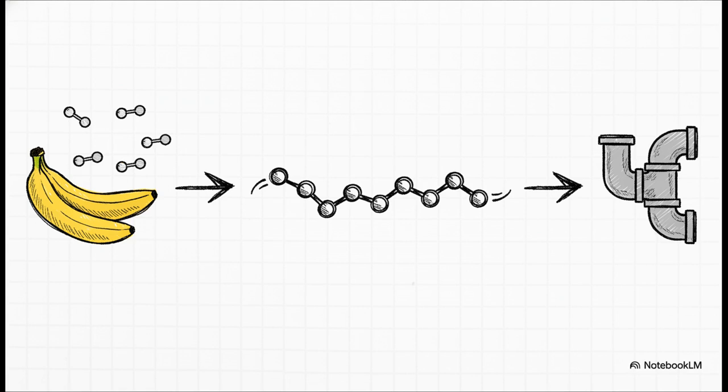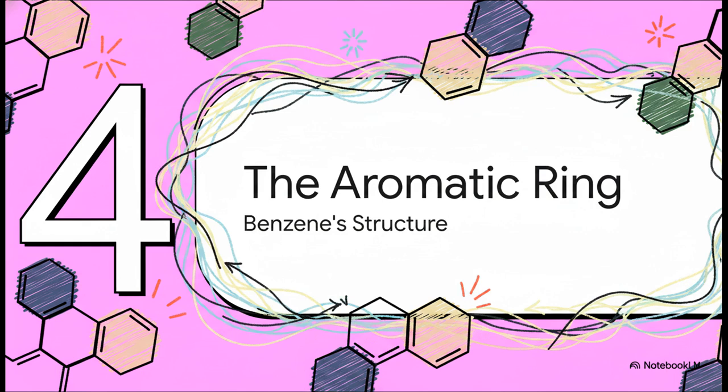Through polymerization, we take a gas like ethene, which plants naturally use to ripen your fruit, and we force those molecules to join together into massive chains called polyethylene. That is literally the plastic used to make the pipes in your home. From fruit ripener to plumbing, all from one single molecule. Mind-blowing, right? Let's shift our focus to Section 4, benzene and the aromatic ring.